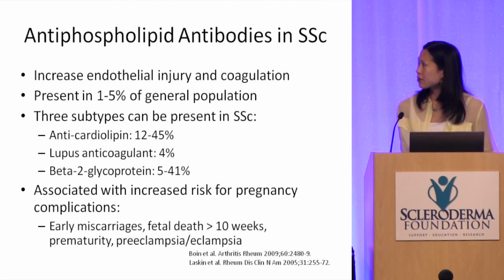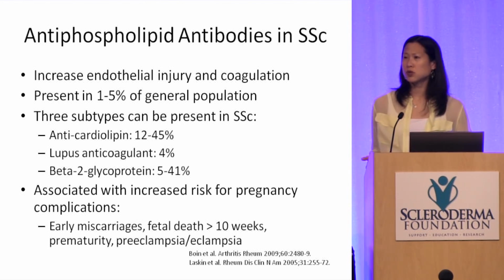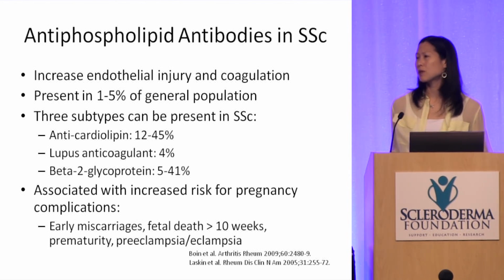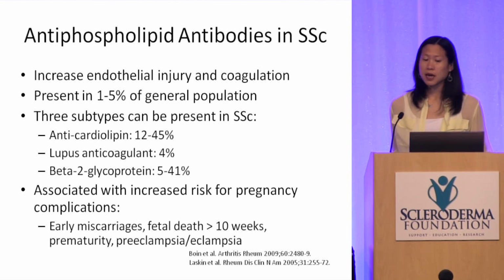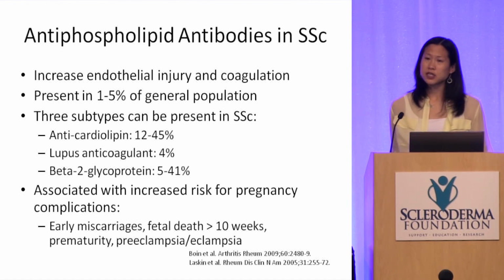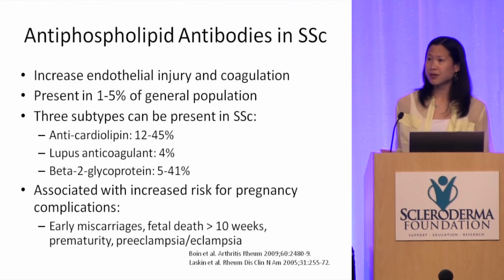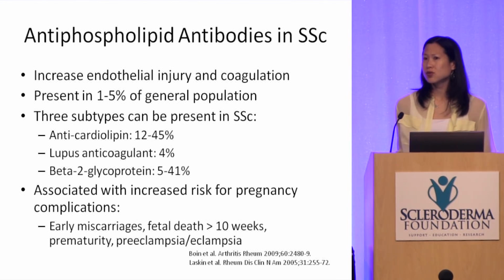You probably have heard about these antibodies, but antiphospholipid antibodies are seen in multiple different connective tissue diseases, probably most predominantly associated with lupus, but can be seen actually in the general population, 1 to 5% of the general population. And these antibodies can injure the blood vessel wall or the endothelial cell wall, which is the inner lining of the blood vessel, and also increase blood clotting risk.